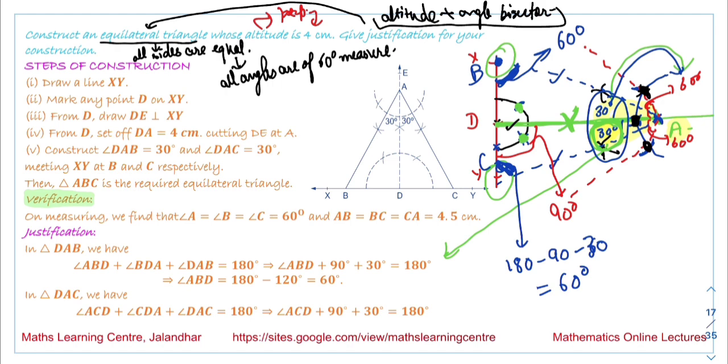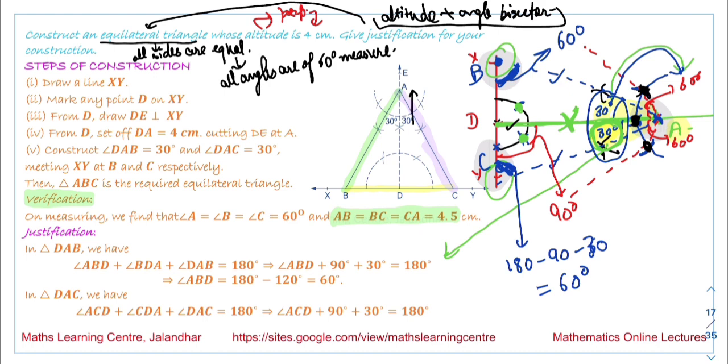So we are saying all these three angles, at points B, C and A, these three angles are 60 degree angles. And if we measure the length of these three sides, that is BC, then AC, and then AB, we are saying the length of all these three sides is 4.5 centimeter. So this is how we can construct an equilateral triangle whose altitude is 4 centimeter.